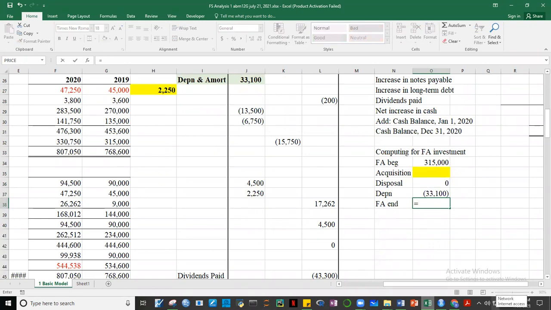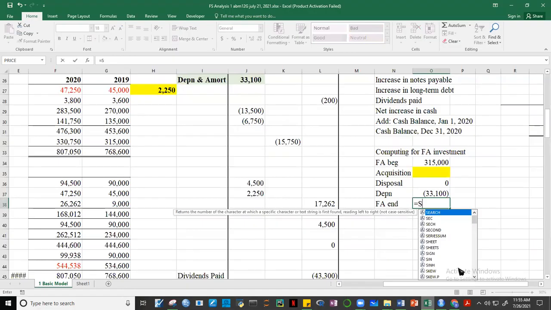So, anong formula natin dito, guys? What will be our formula? How do we get the fixed assets end? So sabi ko nga, beginning, and then i-add kung magkano man yung in-acquire, ima-minus kung magkano man yung dinispose, tapos ima-minus yung depreciation. So what should my formula look like here, guys? Okay guys, come on, we can do this.